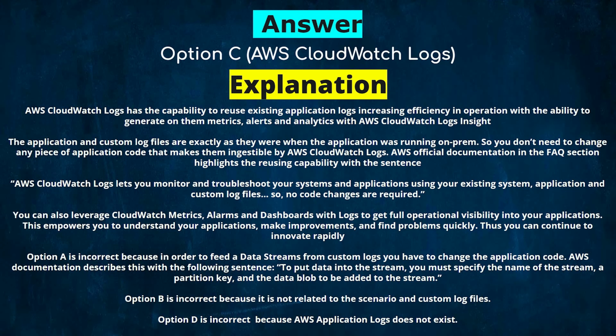AWS CloudWatch Logs has the capability to reuse existing application logs, increasing efficiency in operation with the ability to generate metrics, alerts, and analytics on them. The application and custom log files are exactly as they were when the application was running on-prem. So, you don't need to change any piece of application code to make them ingestible by AWS CloudWatch Logs. AWS official documentation in the FAQ section highlights the reusing capability with the sentence, AWS CloudWatch Logs lets you monitor and troubleshoot your systems and applications using your existing system, application, and custom log files.